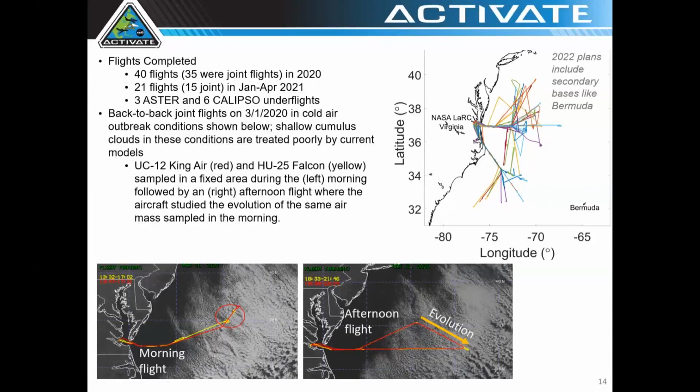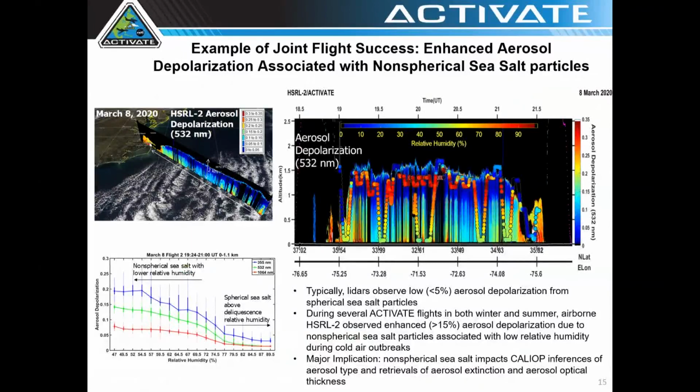And this is just one example of how the joint plane philosophy is such a good one. This is a nice demonstration of how we can learn more this way. So one of the observations last winter, and we're still making these observations this year too, is that there's enhanced aerosol depolarization ratios in the marine boundary layer as measured by the HSRL2 on the King Air. So if you look at this nice little map here, these green and red colors indicate high aerosol depolarization ratios.